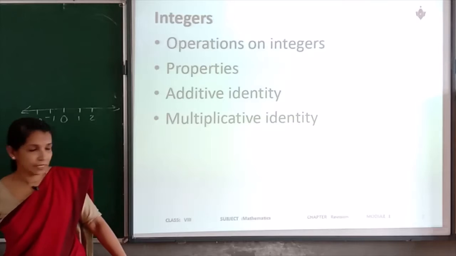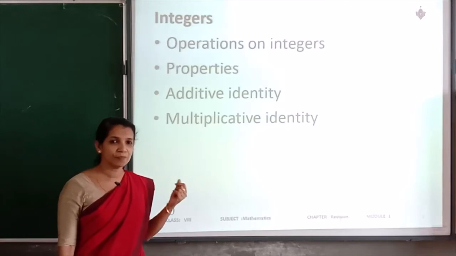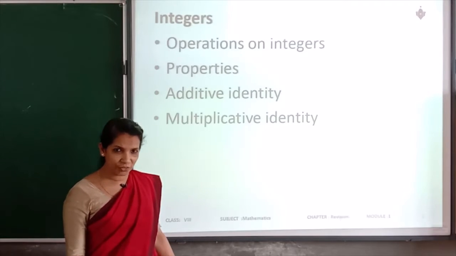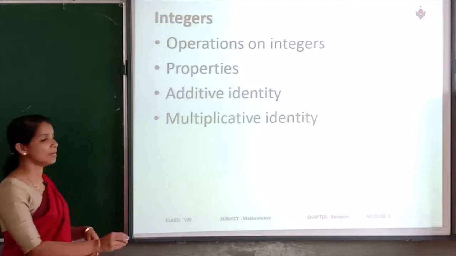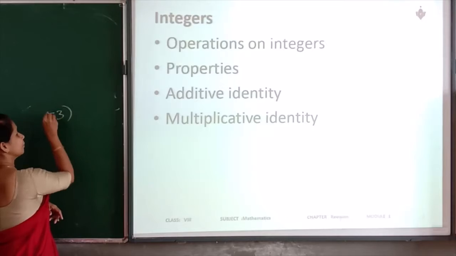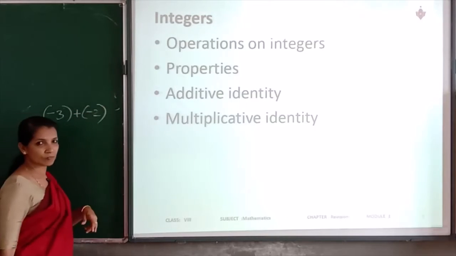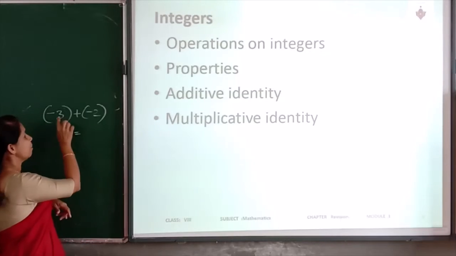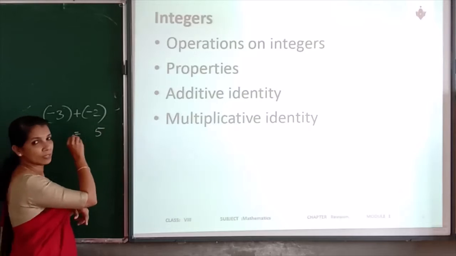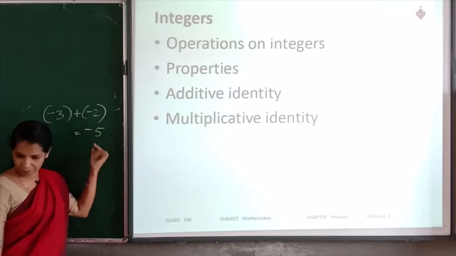We will do one question in addition. You know the rule of the addition of integers. When you add two negative integers, you have to find the sum of the numbers and put the minus sign. Example, negative 3 plus negative 2. What will be the answer? The sum of 3 and 2 is 5 and put the negative sign. Negative 5 is the answer.